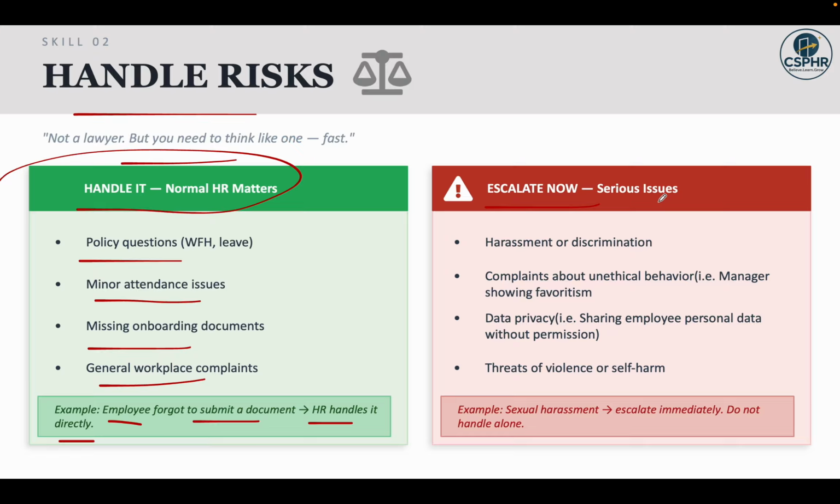And escalate now. Suppose you have some serious issue. Okay, so what you have to do is involve your reporting manager. For example, harassment and discrimination. If someone has a problem about harassment and discrimination and informs you, you have to involve your reporting manager. Then data privacy, someone sharing employees' information without permission, then you have to involve your reporting manager. Then threat or violence or self-harm, these are serious issues you can't handle by yourself, so you have to be with someone so that you can solve the problem.